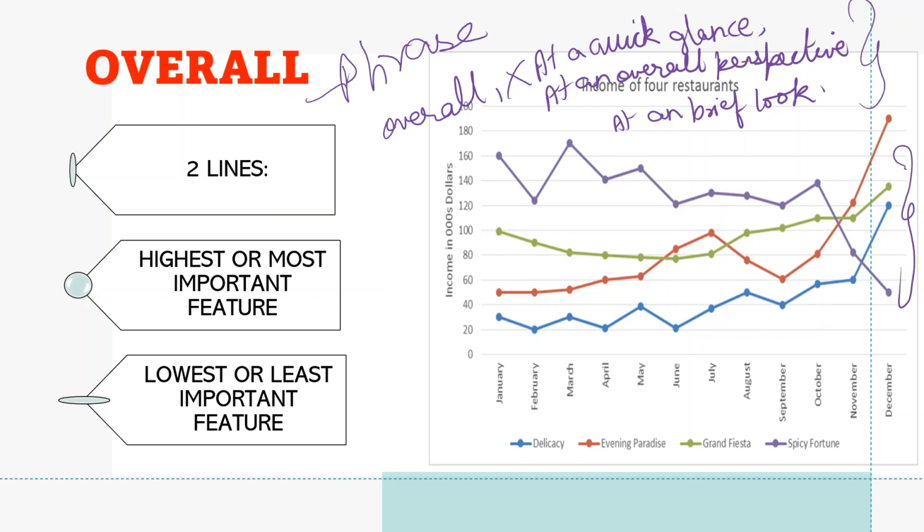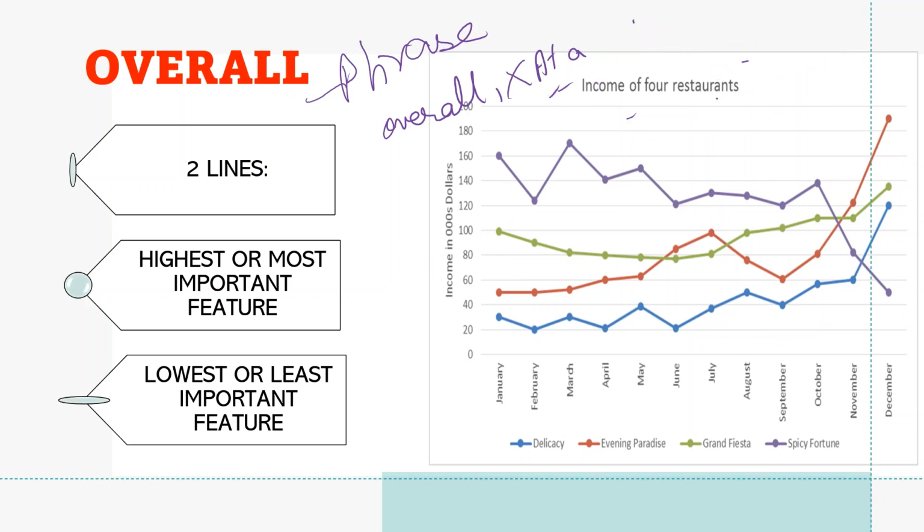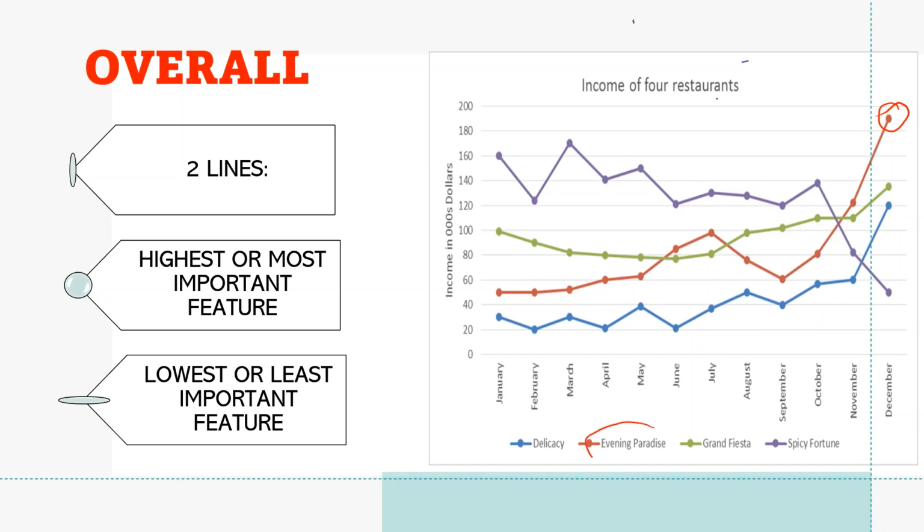Okay, so here when you look at the question, the income, what do you think is the most striking feature that you can find out? So when we look here, we can find which is the highest, so this point looks to be the highest one. When you look at it, it is above 180, below 200, and this accounts for Evening Paradise, okay, in the month of December.